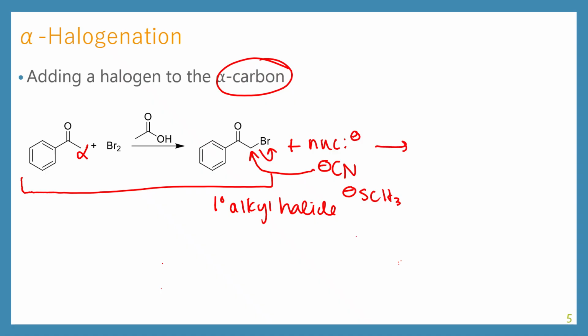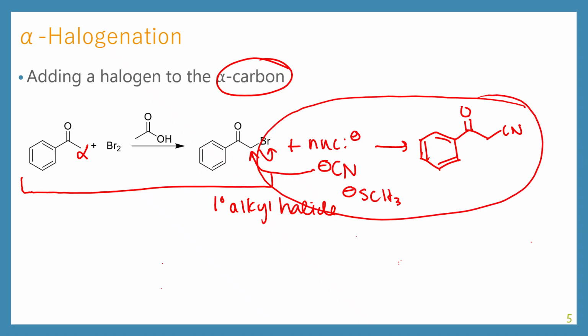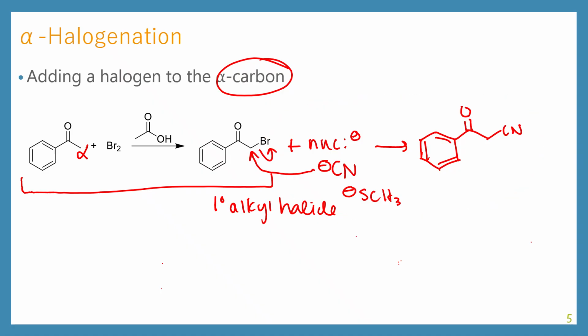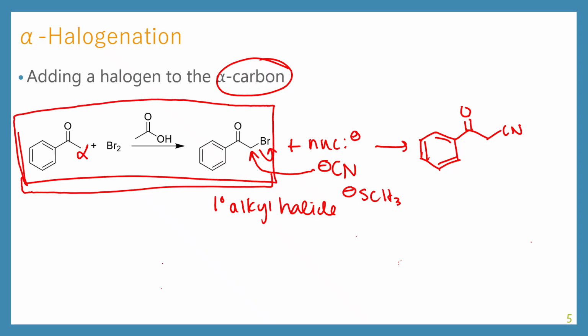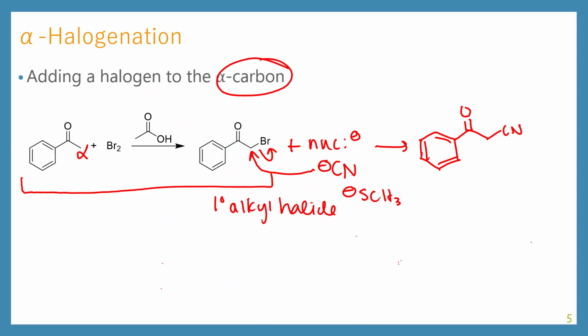And that gives you the opportunity to do some pretty cool stuff at the alpha carbon and put new functional groups very near to a carbonyl, which could allow you to synthesize larger and more interesting, more important molecules. But this is ultimately why this chemistry is important and useful. But this is the reaction that we're talking about when we're talking about alpha halogenation right here. This is just a bonus.